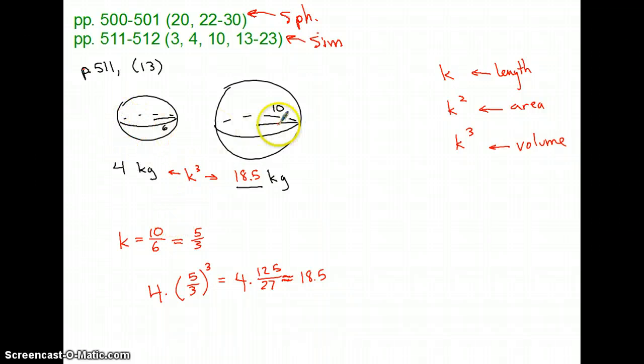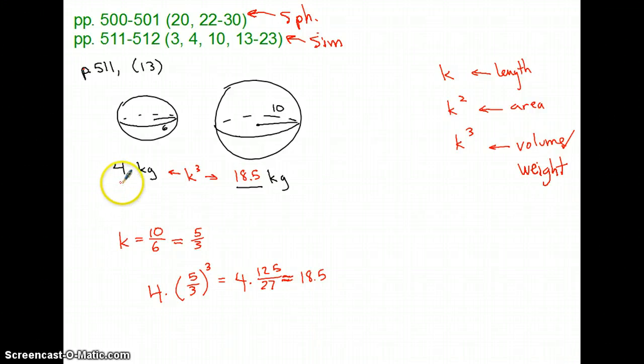So we have two spheres. The radii are 6 and 10. They tell you that one of them weighs 4 kilos and ask, well, what's the other weight? These weights have to talk to each other in terms of k cubed. Weight operates like volume. I guess I should say volume or weight. They talk about that in the book. Weight isn't technically a volume measurement, but its similarity ratio is in the same capacity as volume, and capacity is a good word for that actually.